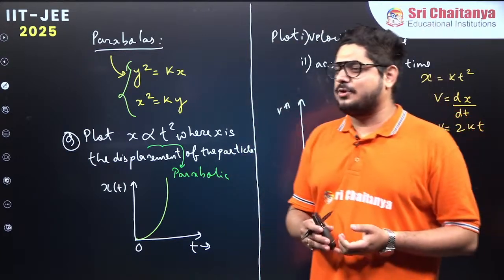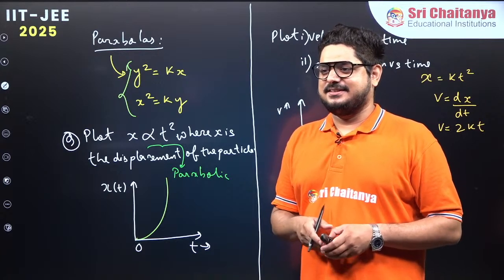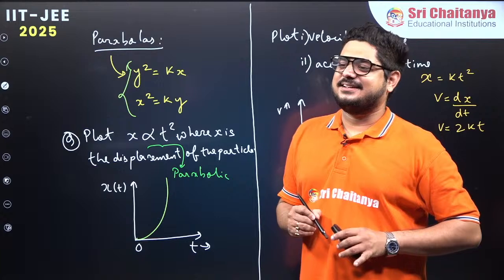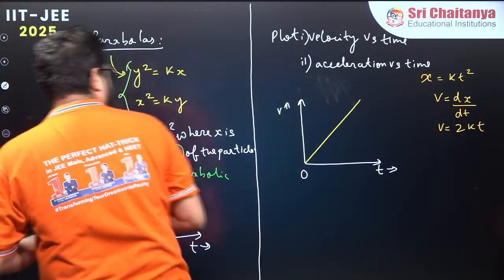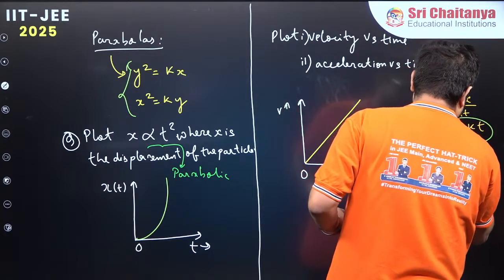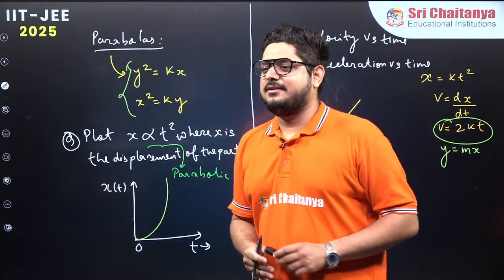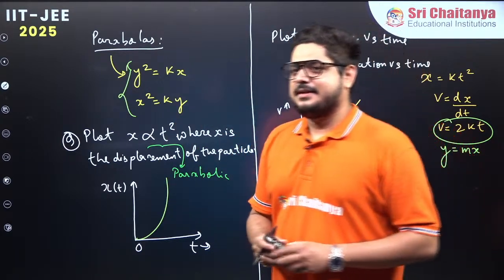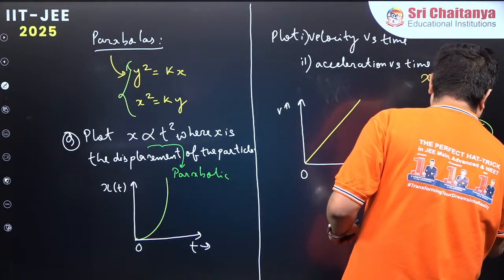1, 2k. 2k या 1? ये किसके फॉर्म में बताइए? 1 नहीं है. इसको कंपेयर किसके साथ करना है? You need to compare this equation with y is equals to mx, isn't it? Can you recall? Y is equals to mx. Okay? So what is the slope? Slope in this situation is proving out to be 2k.